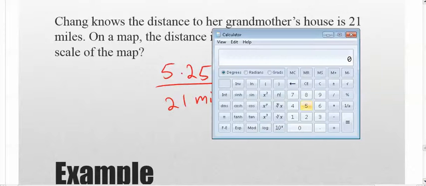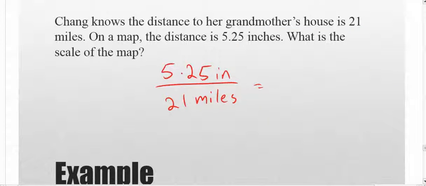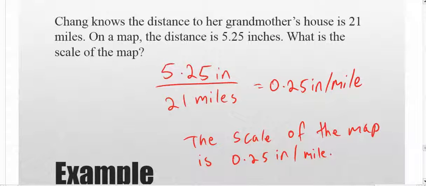So let's use this. 5.25 divided by 21, which equals 0.25. So that's 0.25 inches per mile. So that is what the scale of the map is. So just write that in. So the scale of the map is 0.25 inch per mile.